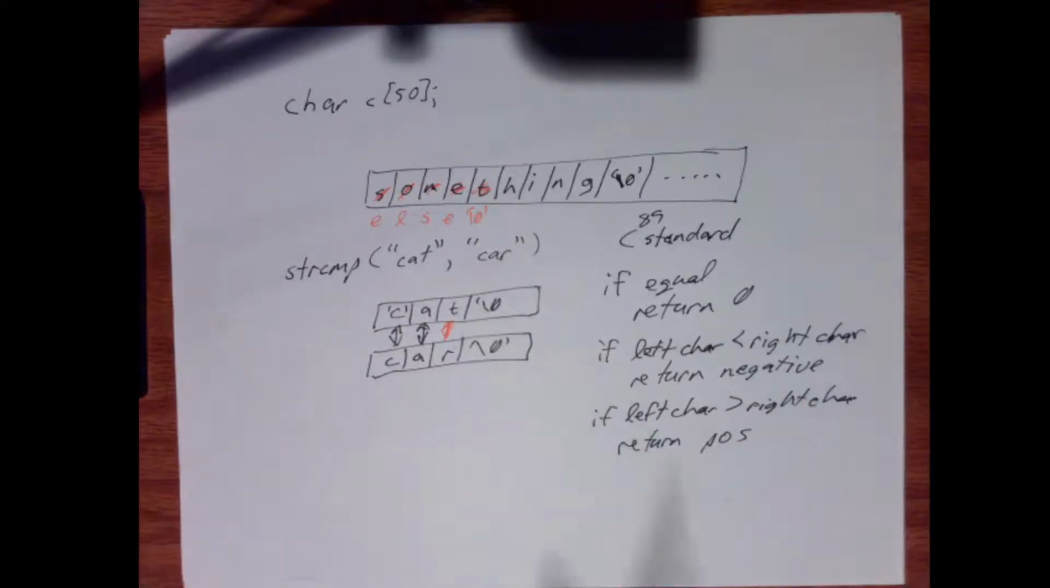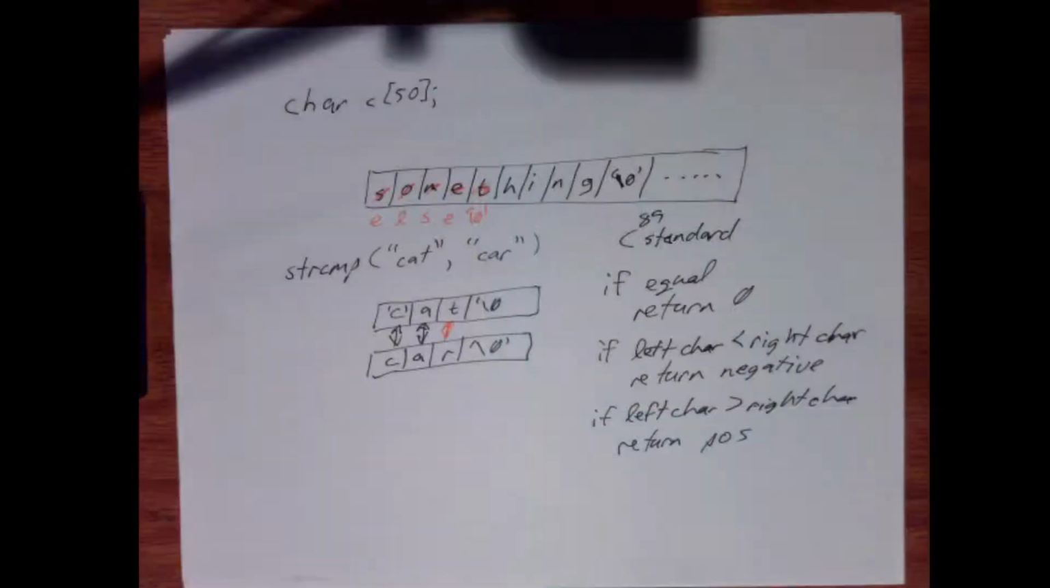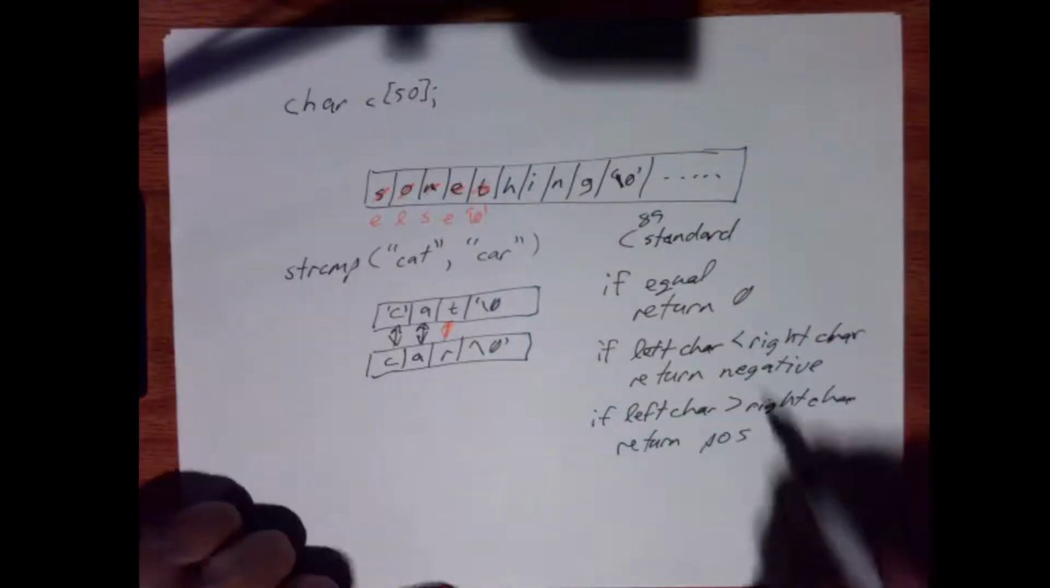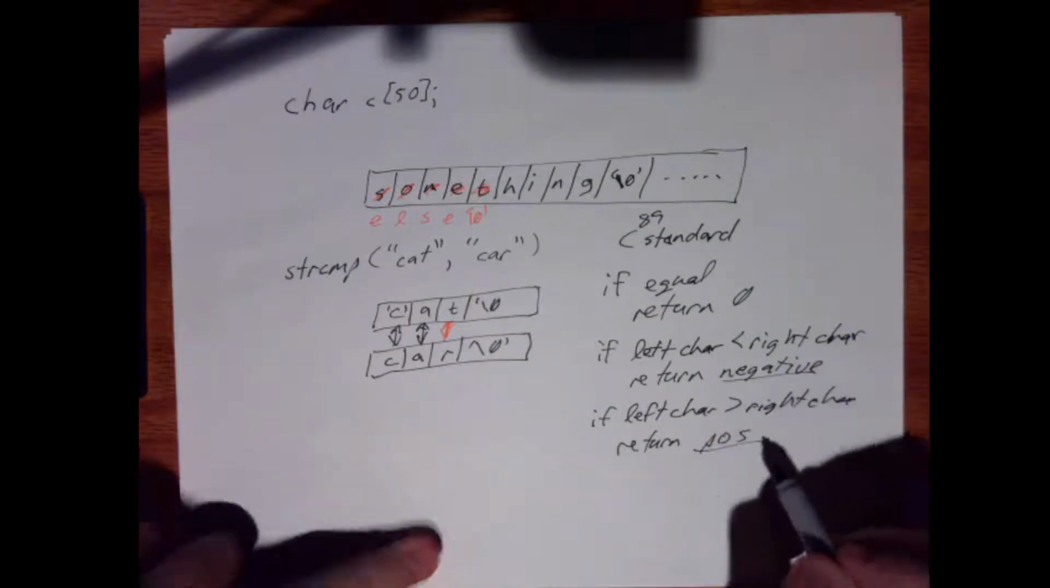So when we had cat and car, we can see I get positive 2. And when we had car and cat, we got negative 2, because now we have the differences, the lowercase r and the lowercase t. All right? And then once again, when I compare car and car, I got 0. So return 0, return negative, return positive.